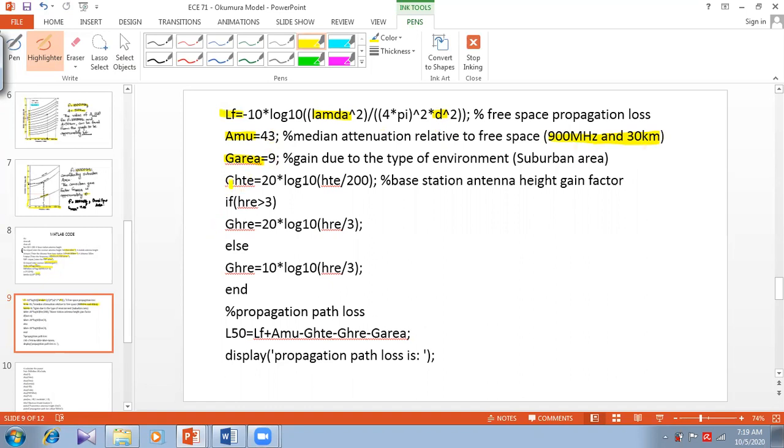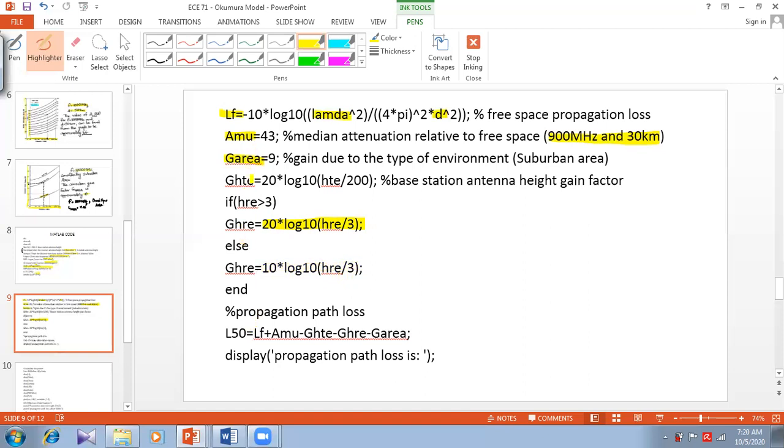Next is to find the value for GHTE, which is given straight away using the formula 20 log to the base 10 of HTE by 200. To find the value for GHRE, we had seen there are two criteria: what happens if HRE is less than 3, and what happens if HRE is greater than 3 but less than 10. If it is greater than 3, we use the formula 20 log to the base 10 of HRE by 3. If it is less than 3, then we use the second formula, 10 log to the base 10 of HRE by 3.